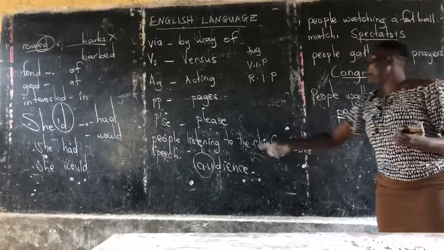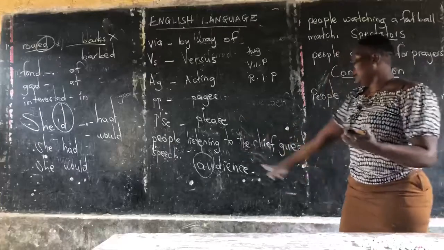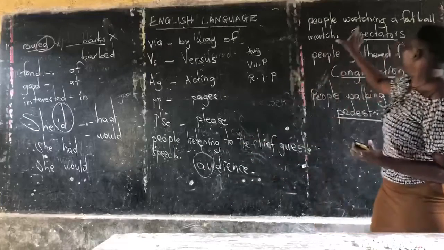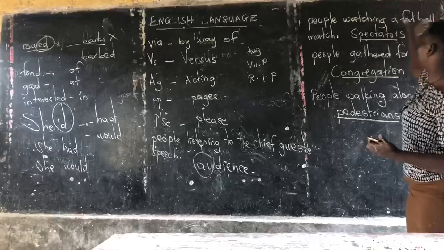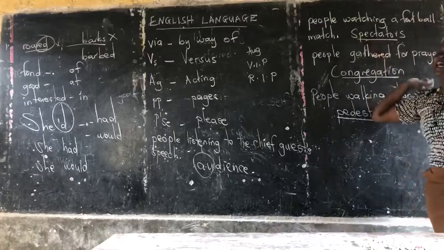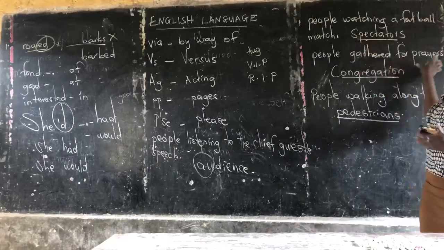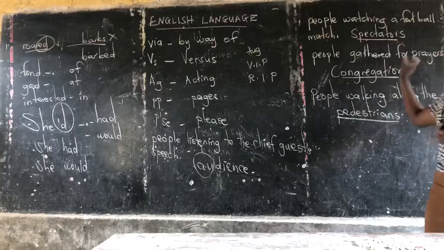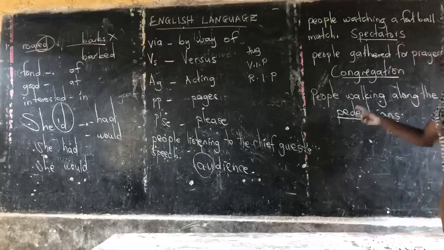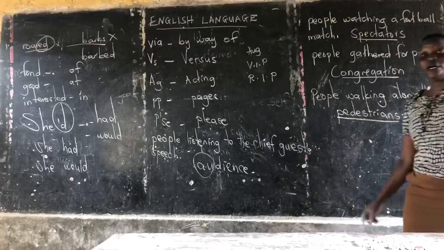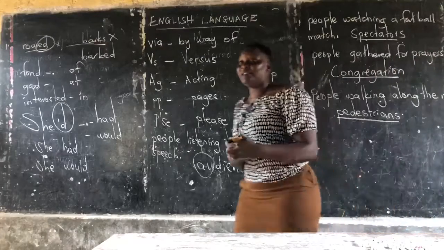I repeat, people listening are called the audience. Then you have people watching a football match, those ones are called the spectators. People gathered for prayers, that one is a congregation. And people walking along the road are called the pedestrians.